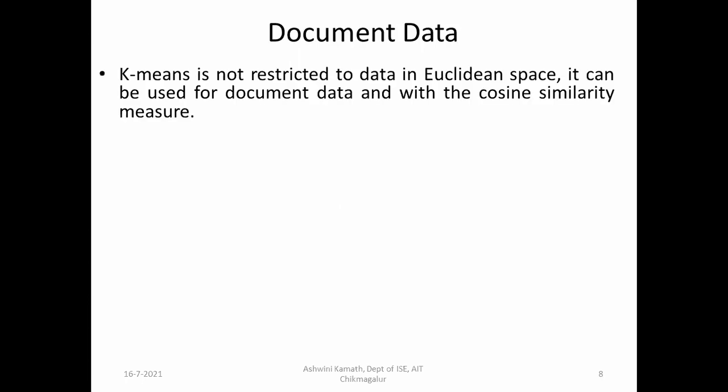Then document data; we have considered Euclidean space data. K-means is not restricted to data in Euclidean space. It is not only for the Euclidean data. It can be used for document data also with the cosine similarity measure. So if we are using K-means, we have to consider the cosine similarity measure.